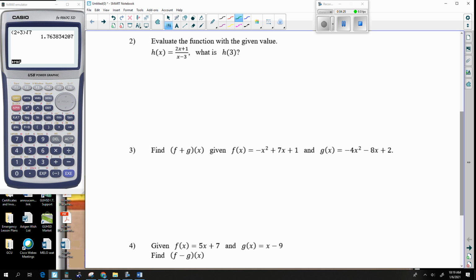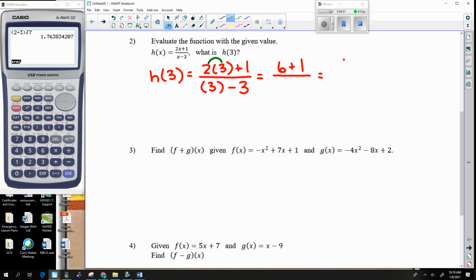All right, evaluate the function. Here we have h of 3. Again, I go through this function that I have, and wherever I see an x, I put a 3. This top answer is 2 times 3, so I do the multiplication first. So 2 times 3 is 6, and then 6 plus 1 is 7. On the bottom, I have 3 minus 3, which is 0. So here we have a 0.